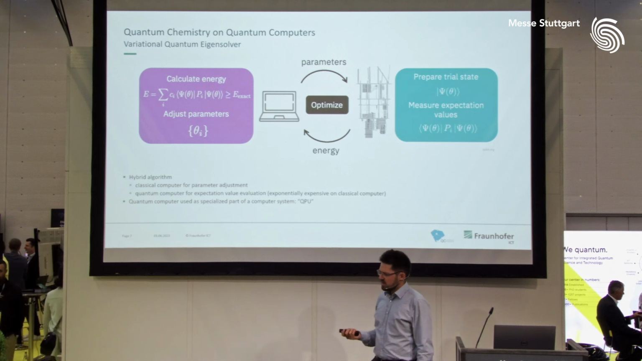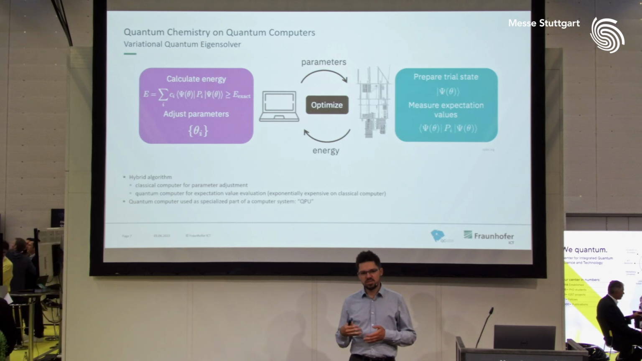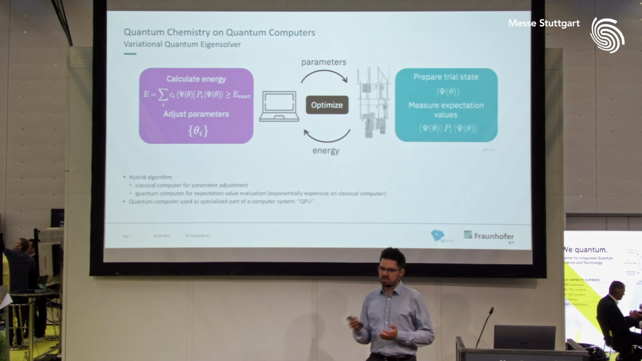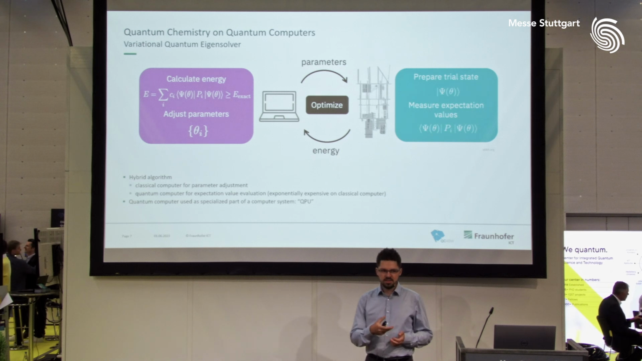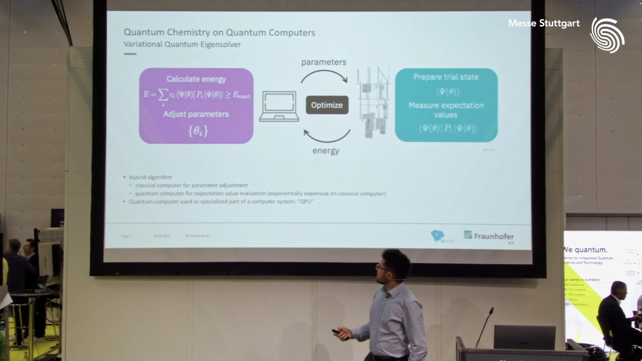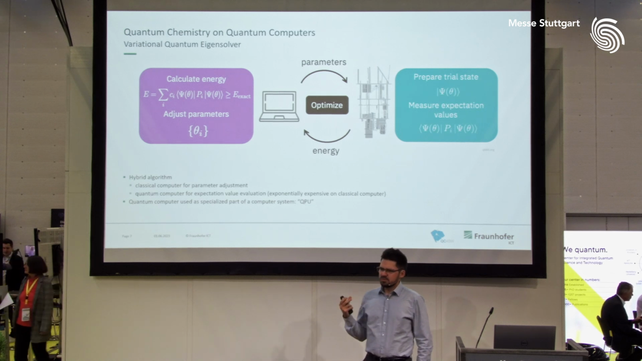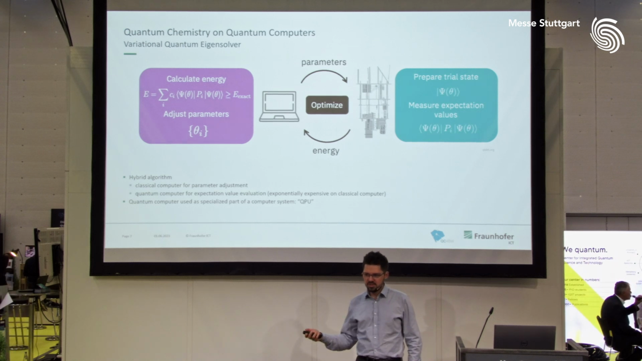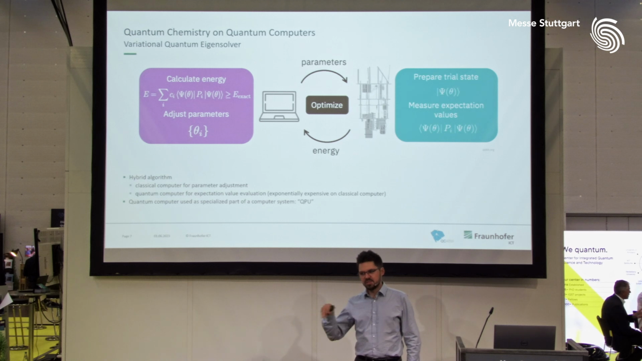This is a hybrid algorithm which merges the advantages of the classical and the quantum computer. The classical computer does the optimization, and the quantum computer is there for the energy evaluation. So you can think of the quantum computer in that sense more of a QPU, quantum processing unit, similar to a GPU, for a specific task.